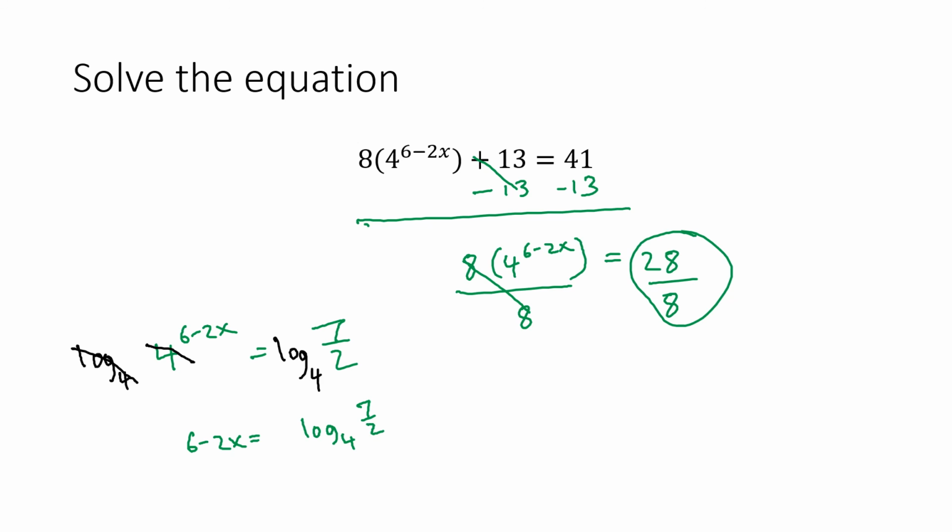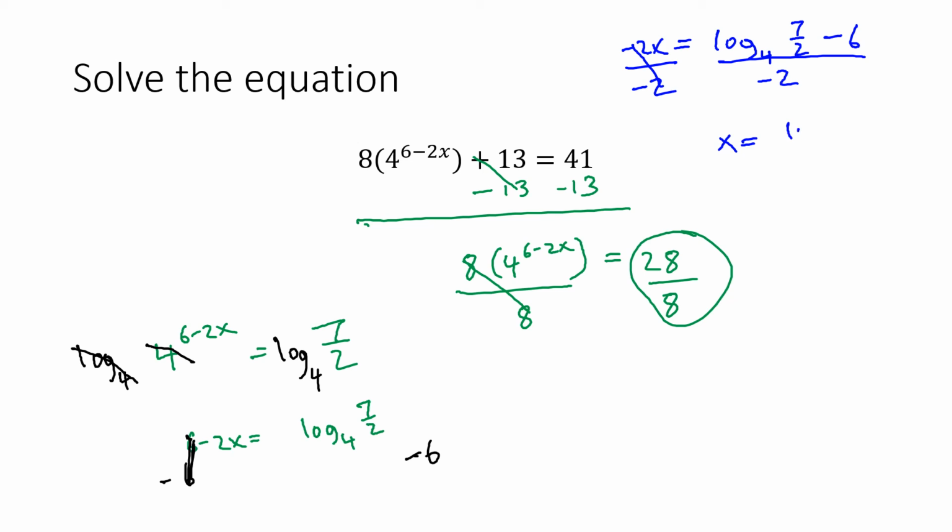We still need to get x by itself, so let's subtract 6 from both sides of our equation. So now what we know is that negative 2x has the same value as log base 4 of 7/2 minus 6. All we need to do now is just divide by negative 2. So x is going to have a value of whatever you get when you do log base 4 of 7/2 minus 6 and divide that by negative 2.